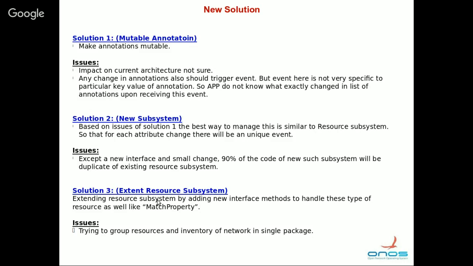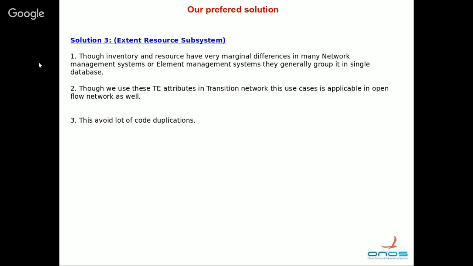One more solution we are thinking about is extending the resource subsystem. When we extend it, we need to add new interfaces, like the one I mentioned for matching the property. Instead of allocating and releasing, it will mostly be matching and checking whether it matches or not. So in our path computation, along with the constraints, we match against these properties which we have in the network. Based on these three options, our preferred solution would be to extend the resource subsystem.